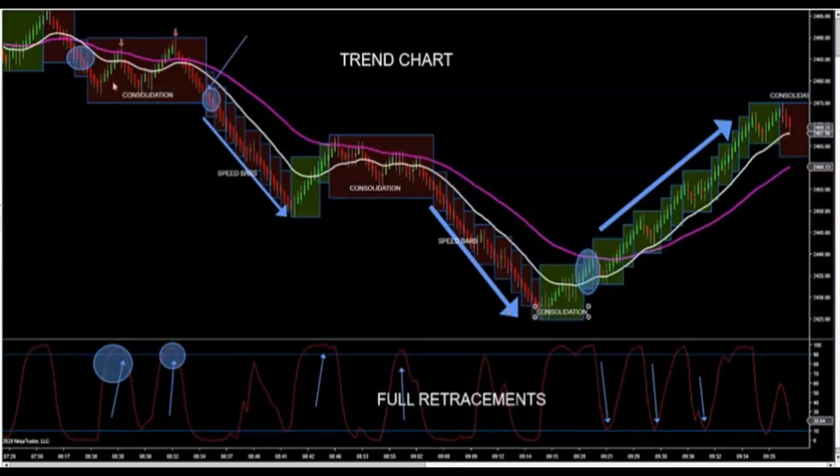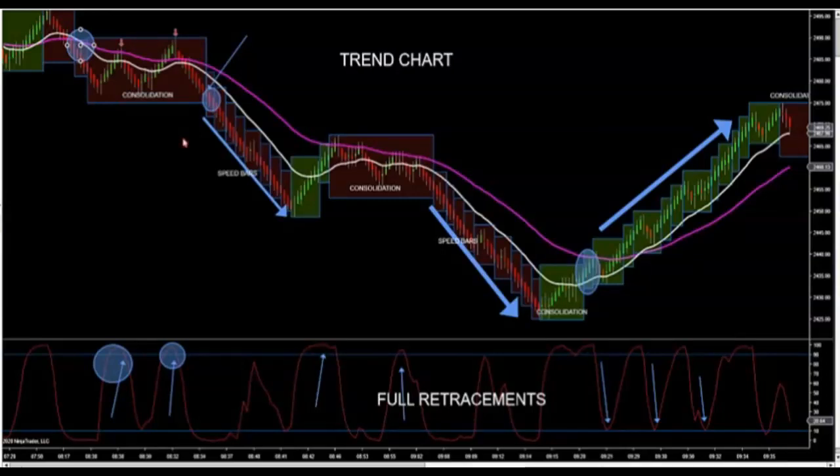When I see a consolidation box and I'm in a downtrend, so I started my downtrend here. Here's when my moving average crossed down. And I see a consolidation box of more than 4 candles that are closed. What I want to see then is I want to see speed in the market.